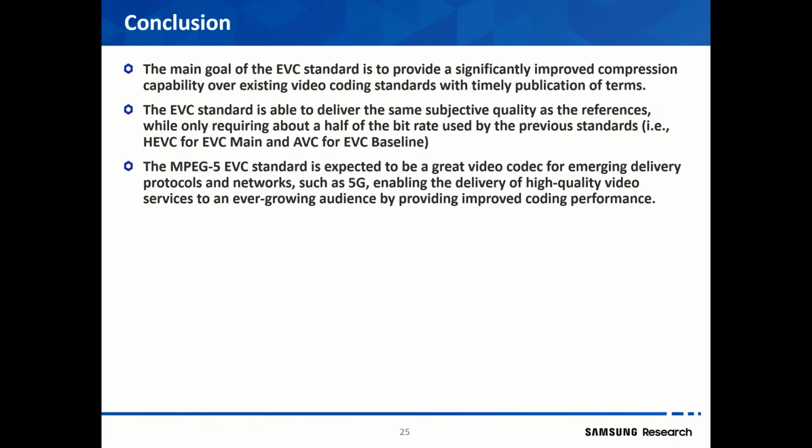Conclusion. The main goal of the EVC standard is to provide significantly improved compression capability over existing video coding standards with timely publication of terms. EVC is able to deliver the same visual quality as references while only requiring about half the bitrate used by the previous standard.